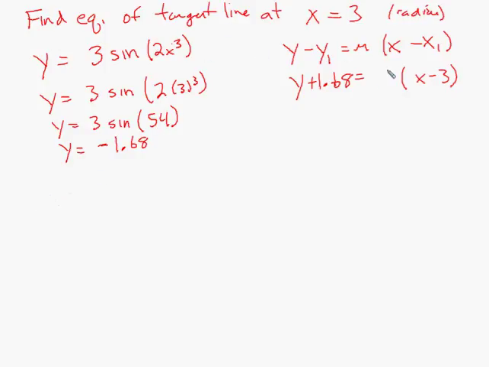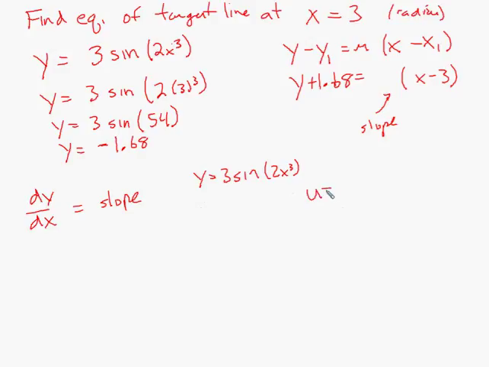Now, in order to find the slope, I'm missing the slope, and just like with the definition of derivative, I need to find the derivative of my function and see what it equals at 3. So I need to find dy/dx, because that's going to be my slope at any point. To do the derivative of this, I'm going to need to use the chain rule. So to use the chain rule, I need to find u. What is u going to be?